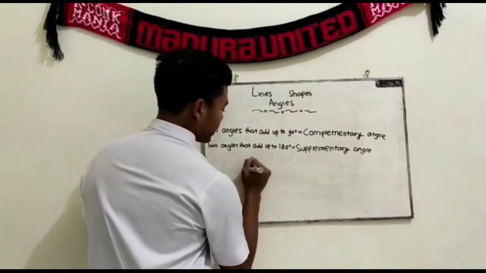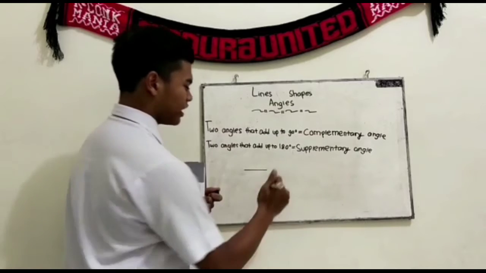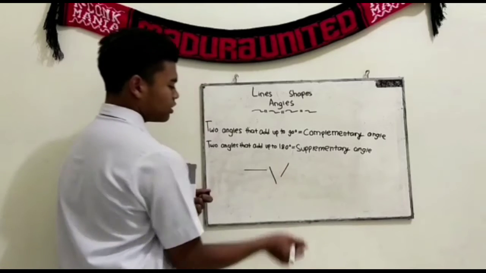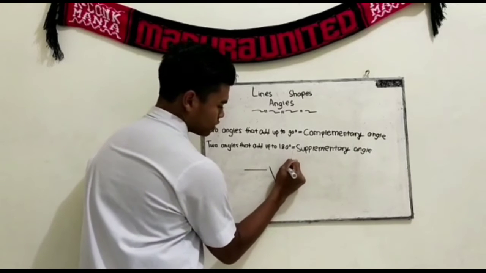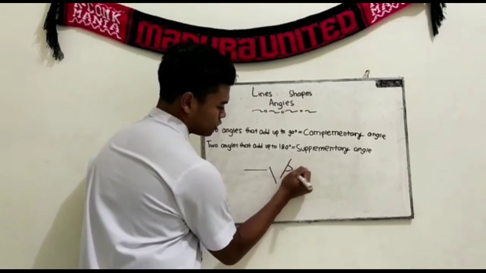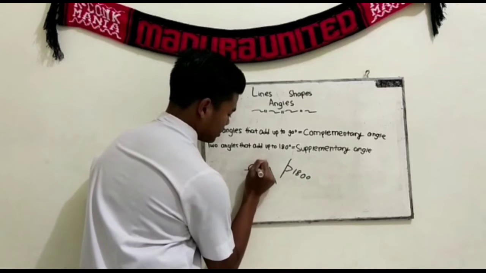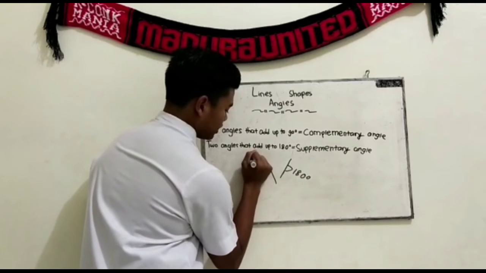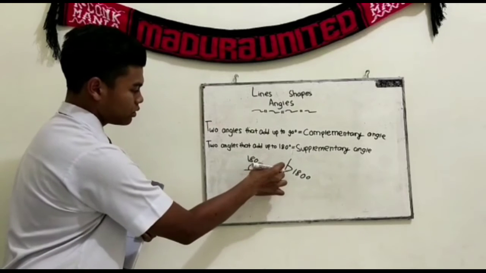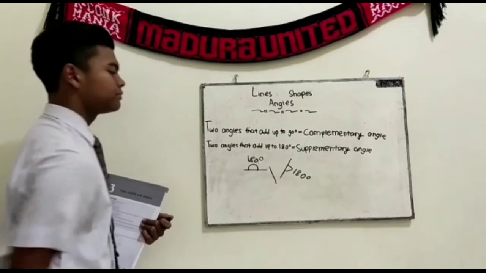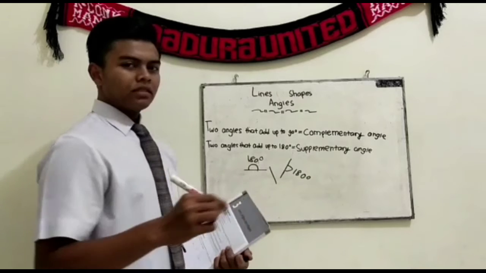Every straight line, no matter whether it is horizontal or vertical or something that is straight like this or this, the sum is still 180 degrees. So let's take an example.